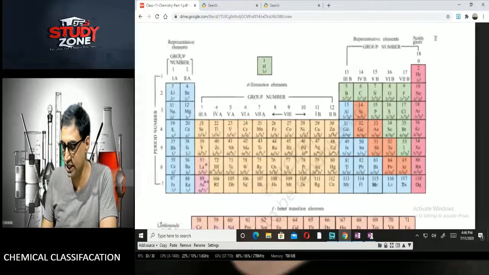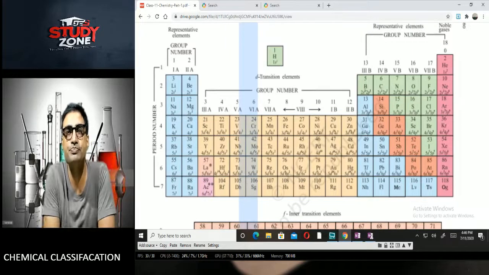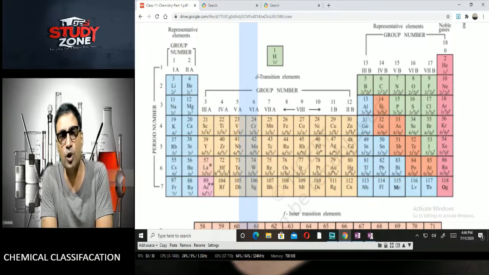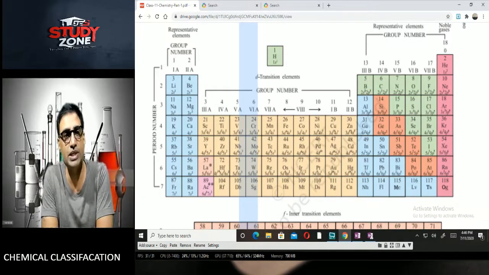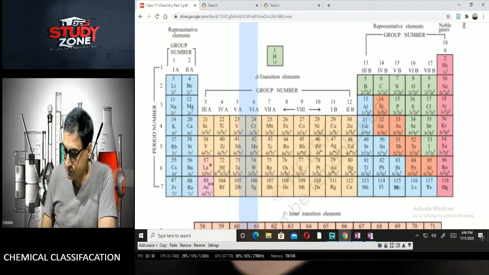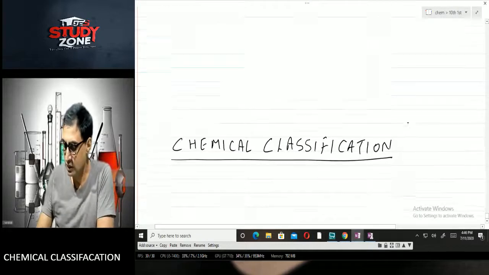So this is a layout of the modern periodic table. You can see it over here. This is how the modern periodic table appears. Well, as far as the modern periodic table is concerned, it is totally based on electronic configuration. I'll give you one example. We'll study about the modern periodic table.